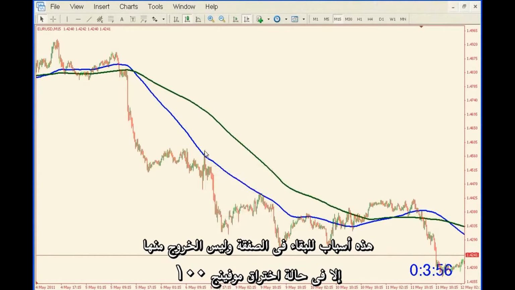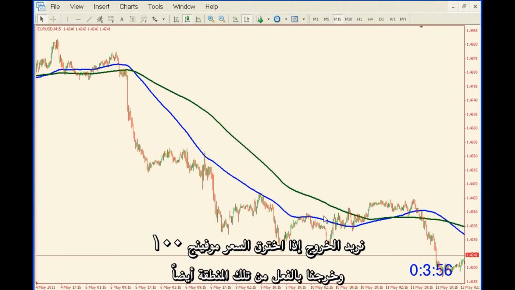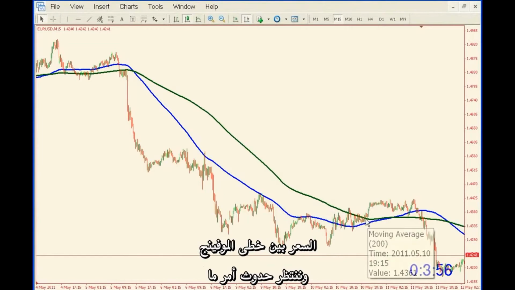It didn't break the 100. So you want to get out if it breaks the 100, and you did get out. And then down we come here again. We're in that goalpost area again. So you know something's going to happen. So you look for something to happen.